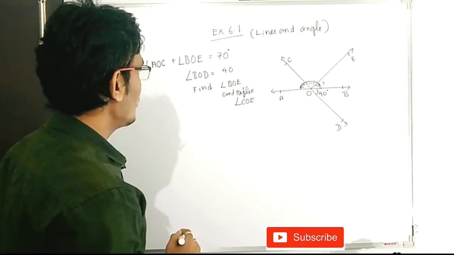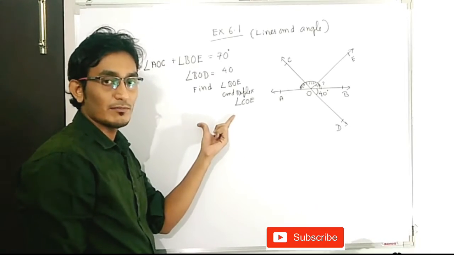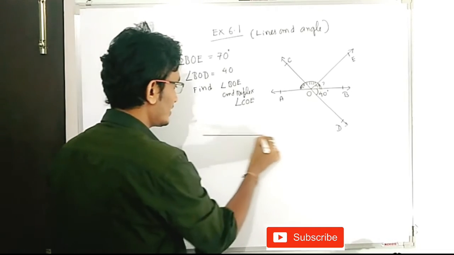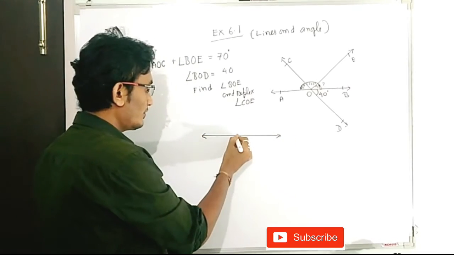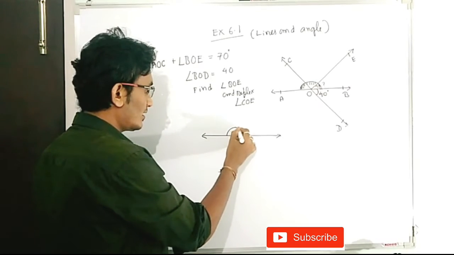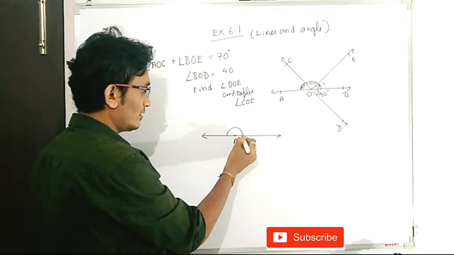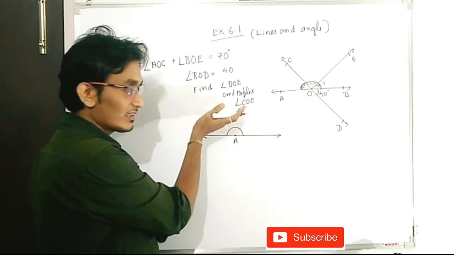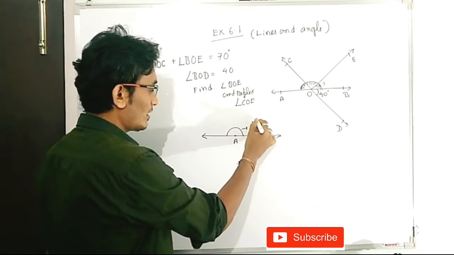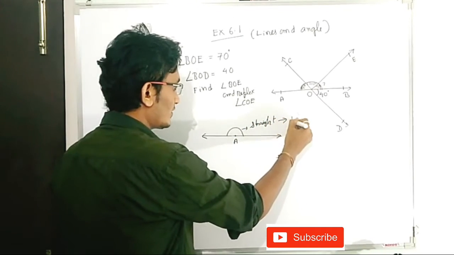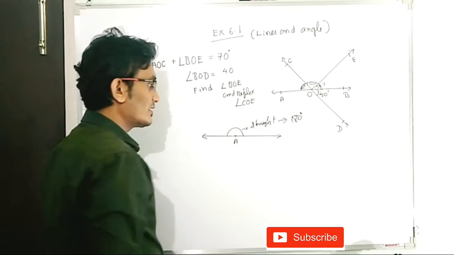First of all, we should learn one important concept about the straight angle. How can you define a straight angle? Suppose this is a straight line. If you take any point on the given line, suppose A is the point, then the angle about this point A above the line becomes a straight angle. And the value of the straight angle is always equal to 180 degrees.